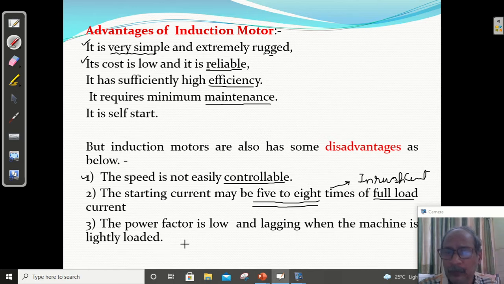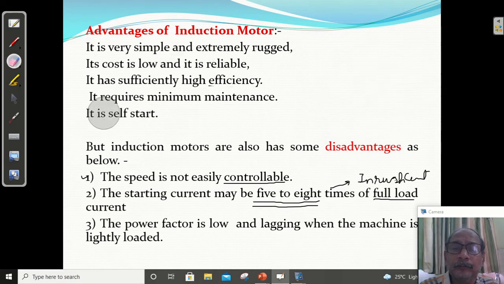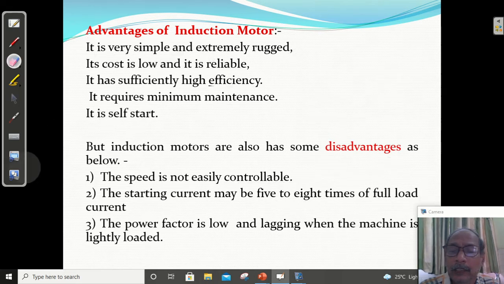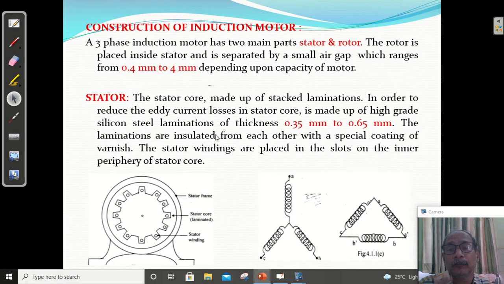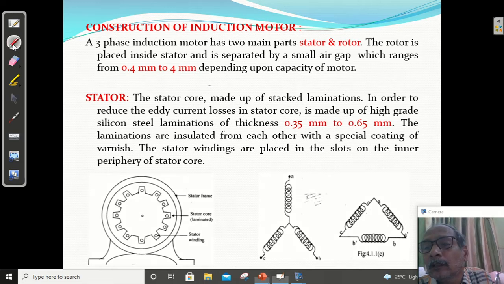Okay, so these are the disadvantages of induction motor. The next I want to discuss is the construction of induction motor. Now I told you already, if you talk about the construction, we have two types of induction motor.